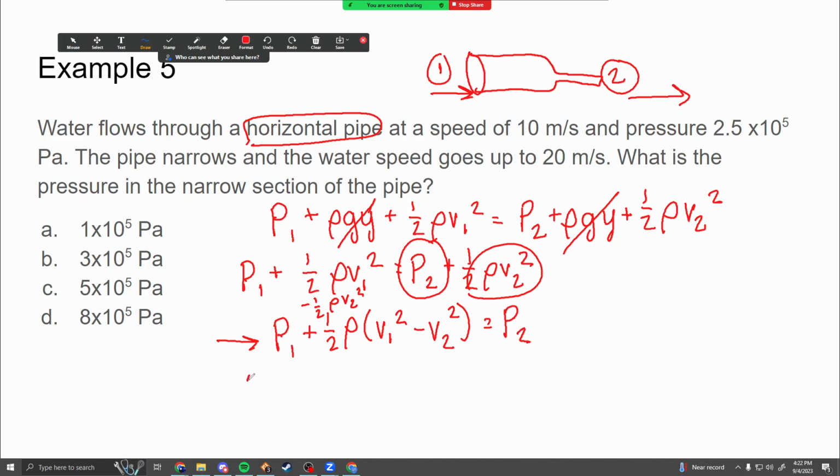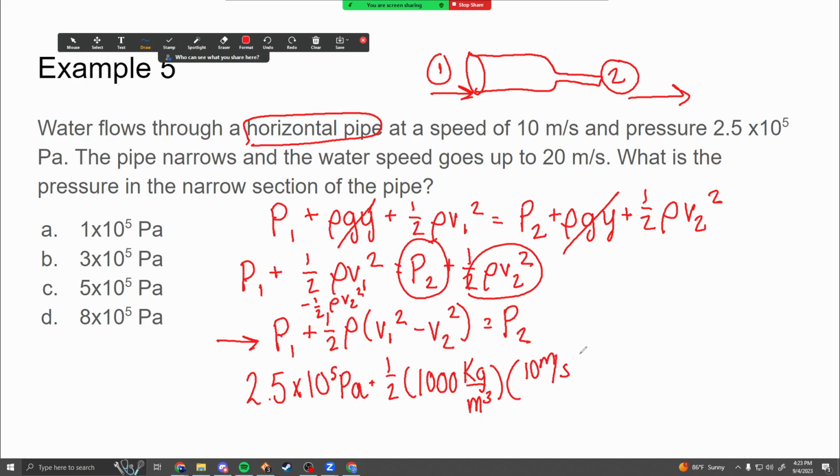So this is 2.5 times 10 to the 5 pascals plus 1/2, and it's water flowing through, so 1,000 kilograms per cubic meter, times the velocity at 1, we're told, is 10 meters per second, that's squared, minus 20 meters per second, that's also squared. So you will get an answer of 10 to the 5 pascals. And hopefully that makes sense.